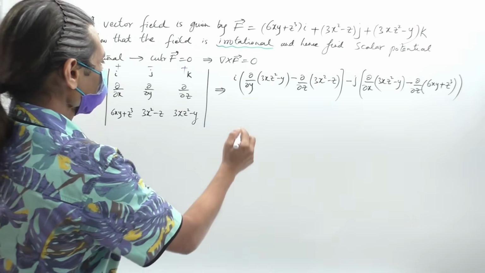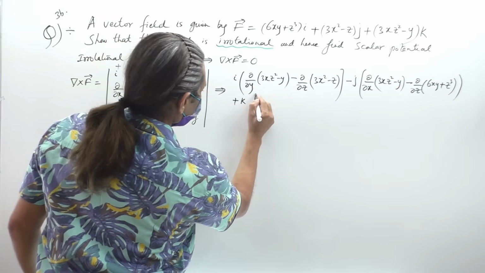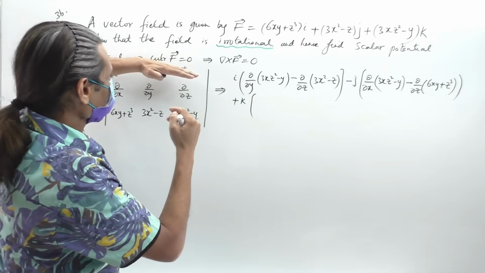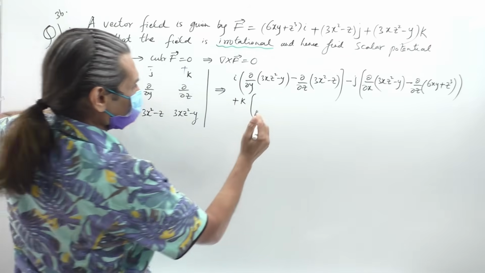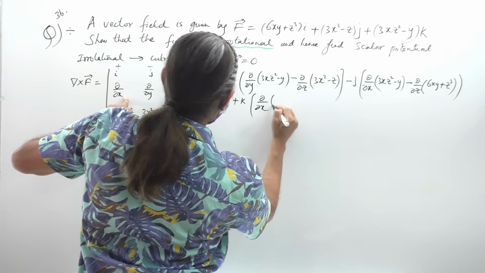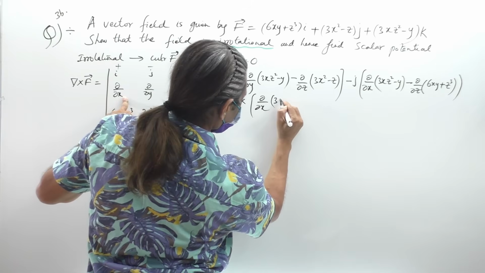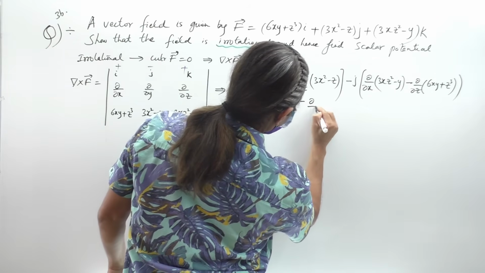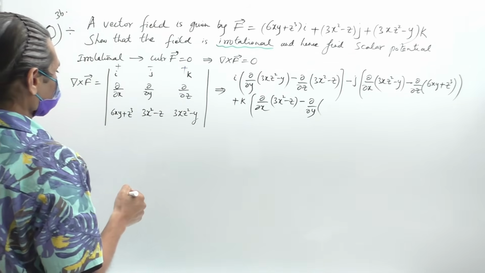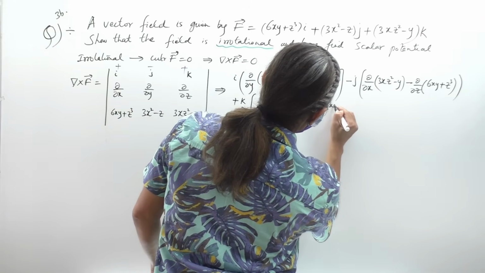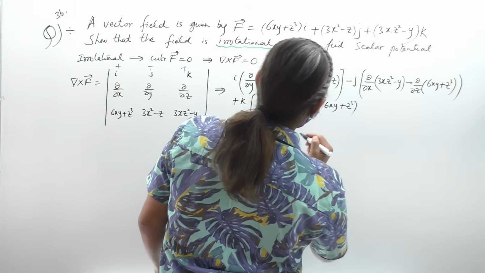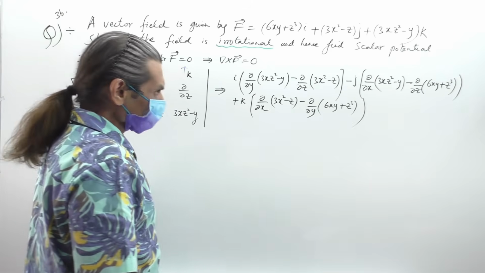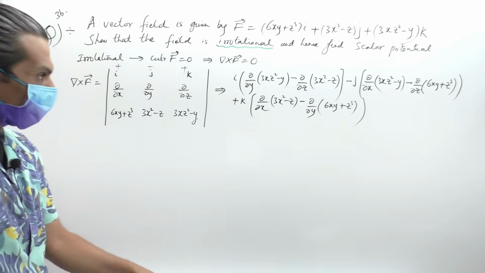Lastly, plus k into, I will leave this entire column including the k and this entire row including k. So what remains? Dou by dou x of 3x square minus z, minus dou by dou y of 6xy plus z cube. Done. Okay, so let's evaluate this. If the answer comes out to be 0, then obviously it is irrotational.